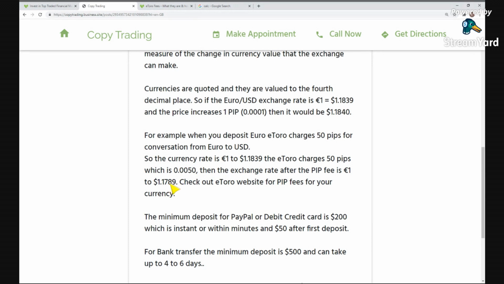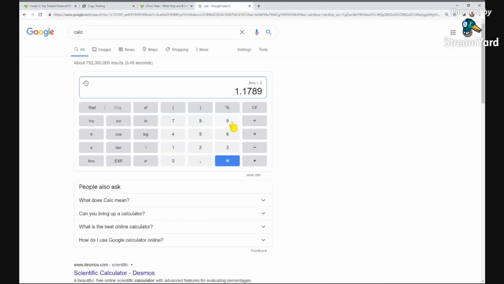And then you would multiply it by your, let's say, okay, so after the pip rate, I go to my trusty calculator. After I minus the 50 pips, the 0.0050, I have the currency, which is what I will have in my account after I deposit. So let's say I'm going to deposit €500. I multiply that by 500 after minusing the pip rate.